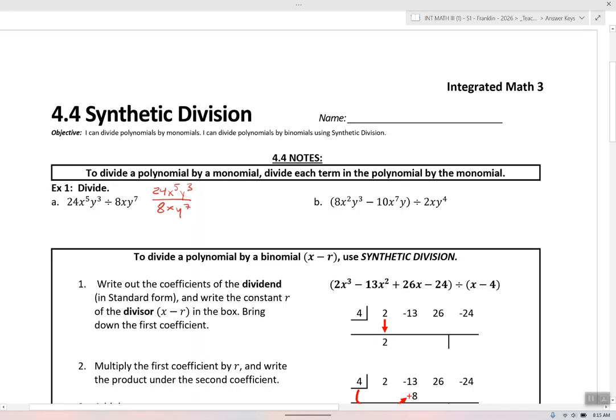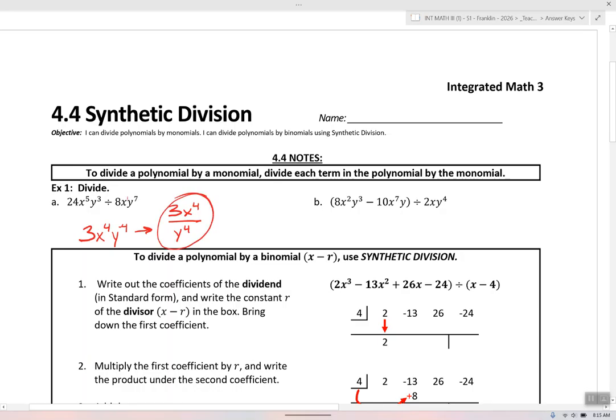We're going to do 24 divided by 8. That gives us 3. And then for the exponents, remember, just subtract them. So 5 minus 1 for x gives us x to the fourth. And 3 minus 7 gives us negative 4. And if you remember from simplifying exponents, a negative exponent needs to go to the bottom of the fraction. So this is going to be 3x to the fourth over y to the fourth. So there's your final answer there.